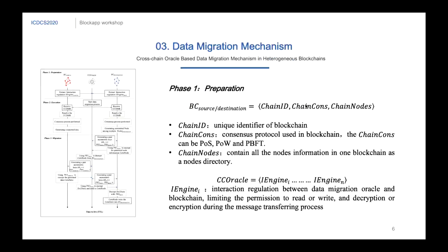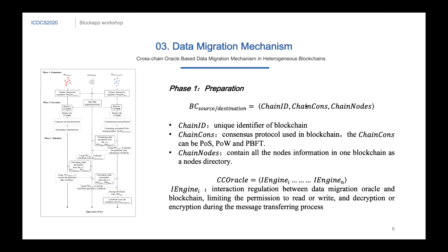And the last one, the data migration mechanism. The mechanism includes three phases: phase 1, preparation; phase 2, execution; and phase 3, migration. In the first one, I will introduce the phases one by one in detail, to give a rough understanding of the data migration mechanism.